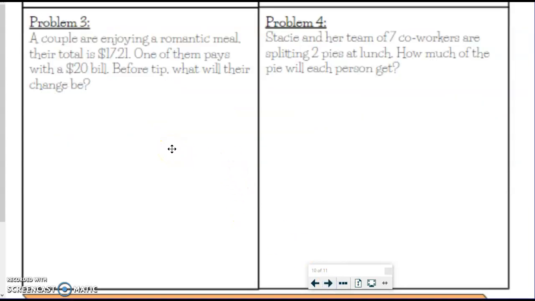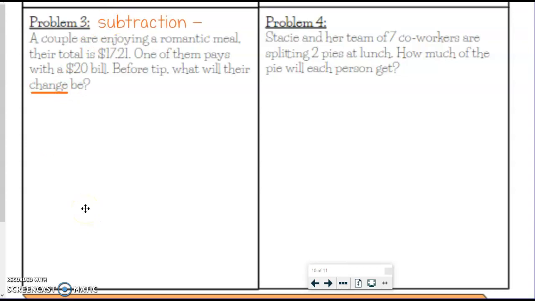So problem 3 says, a couple are enjoying a romantic meal. Their total is $17.21. One of them pays with a $20 bill. Before tip, what will their change be? So we've got to think, if we're adding, subtracting, multiplying, dividing, well, if they're paying with a $20 bill and we want them to get change back, right, that word change is really what's signaling us that they're going to get something in return, right? It's like kind of like what's left over. So that means it's going to be subtraction.